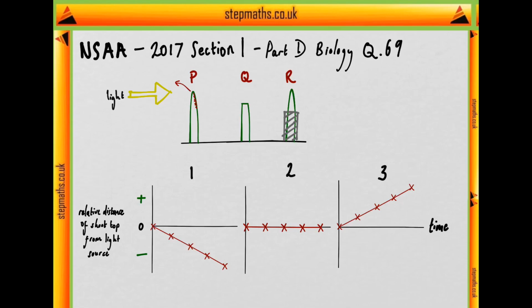So we can say that P corresponds to graph 1, and we can say the same for R, but in the case of Q, we'll have to resort to graph 2. So we can say our answer to this question is row A in the answer table.